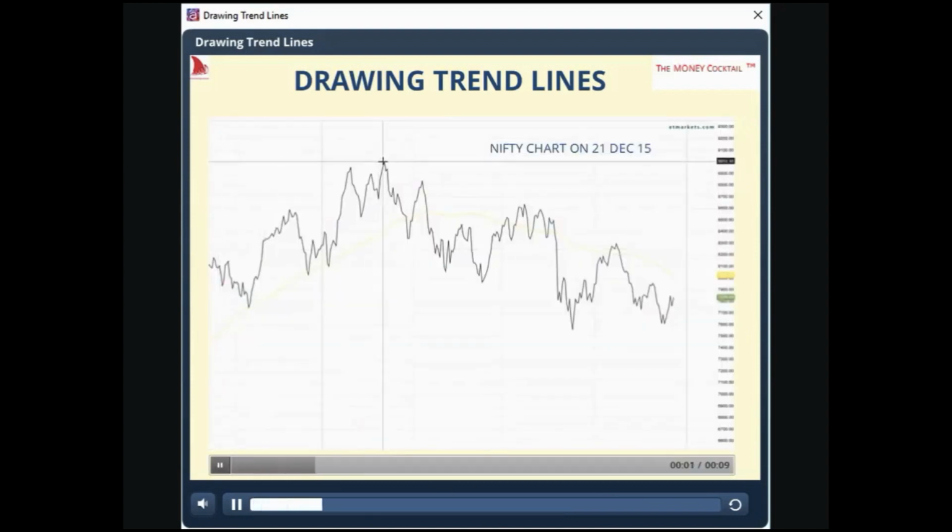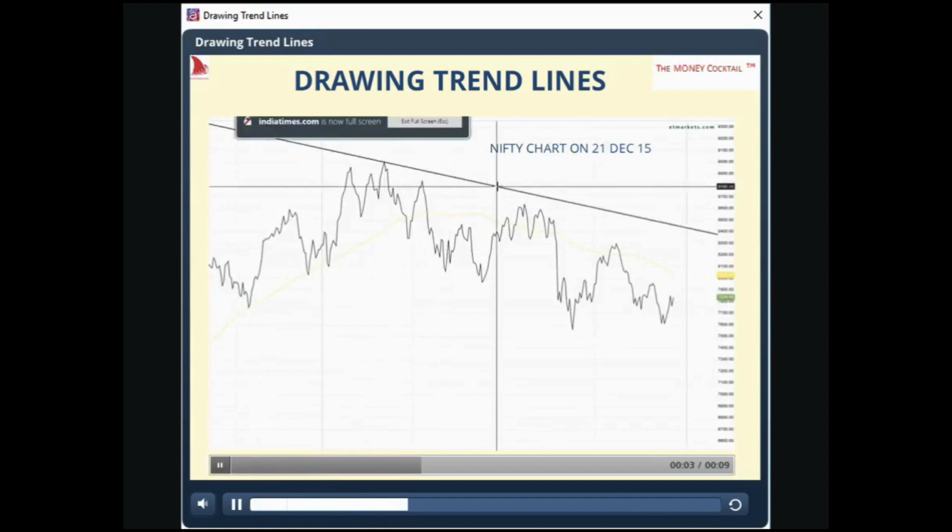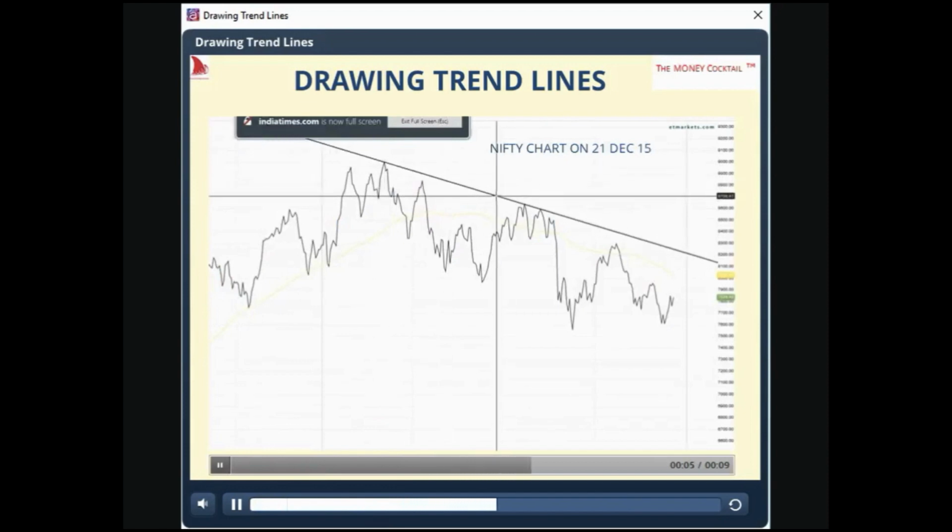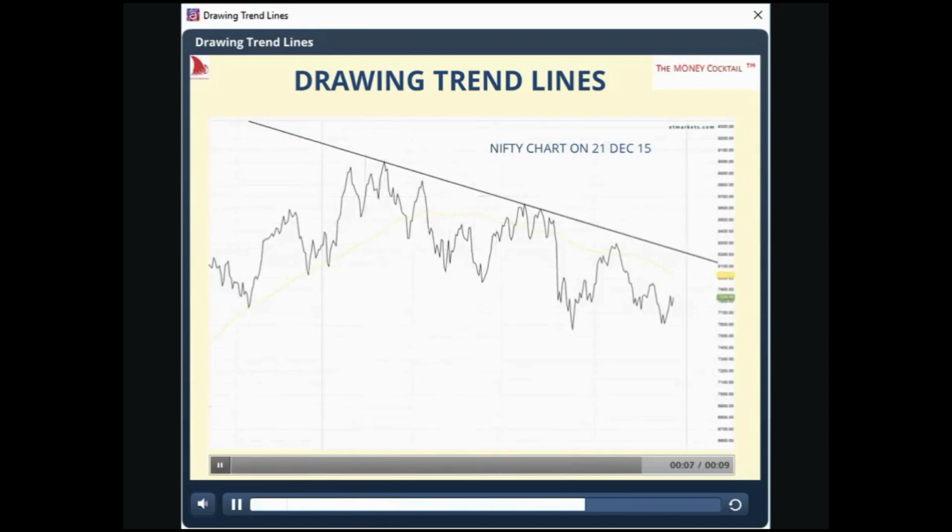In this video, I am joining 3 highs, such that each high is lower than the previous high. This forms a downward sloping trend line.